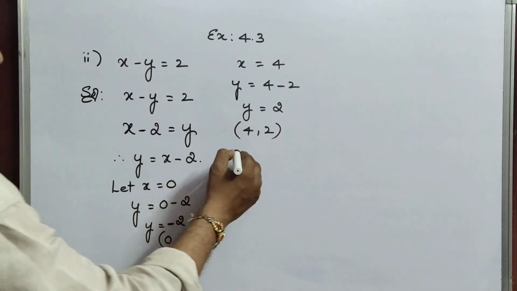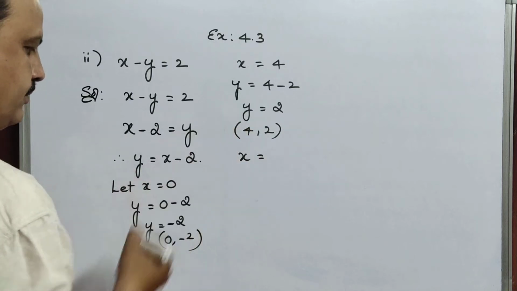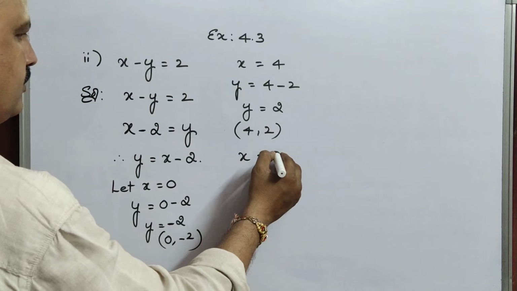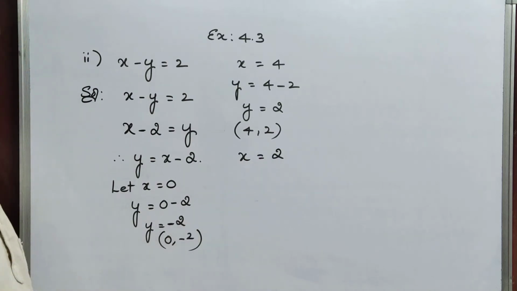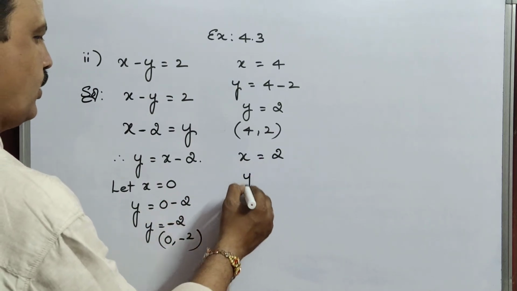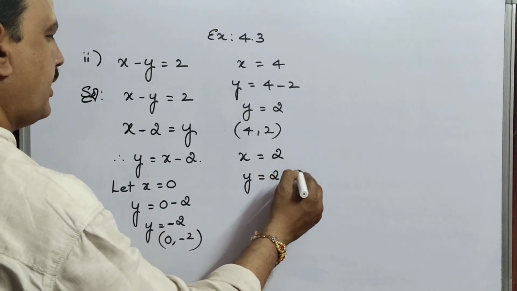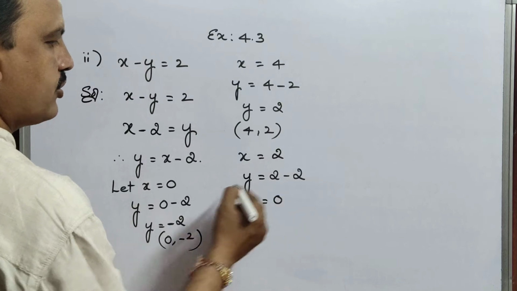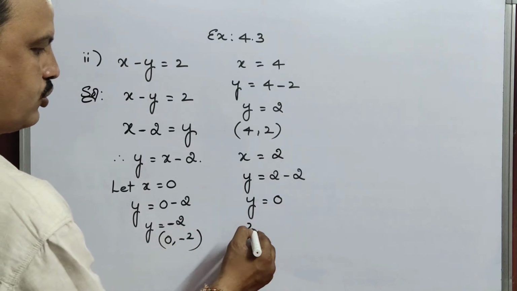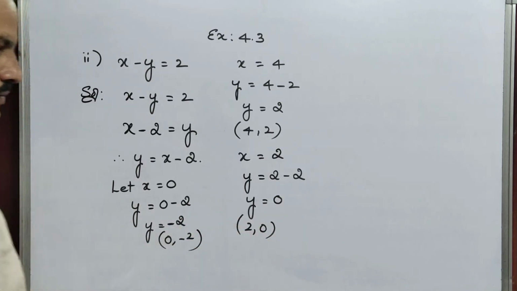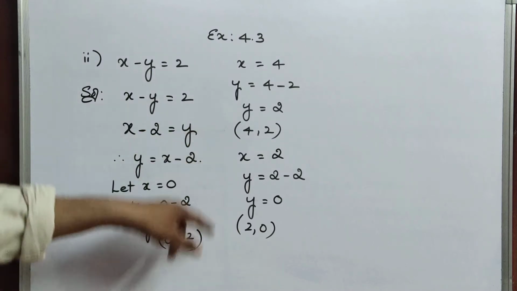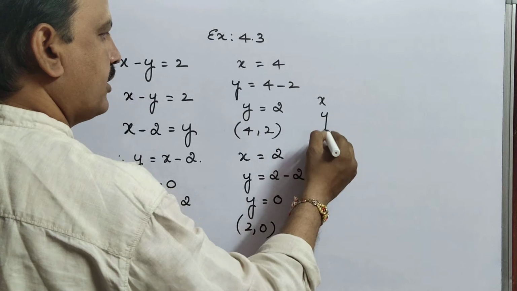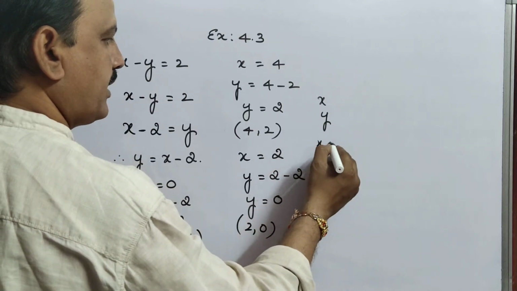Next, x equals, I can take positive 2. That means y equals 2 minus 2, so y equals 0. That is 2 comma 0. After that you all know what to do. You have to prepare one table for the coordinate axes, with x, y and the coordinates x comma y.